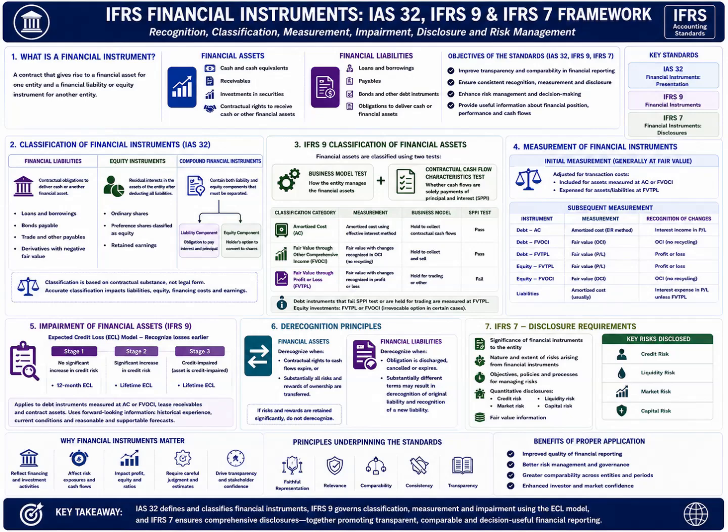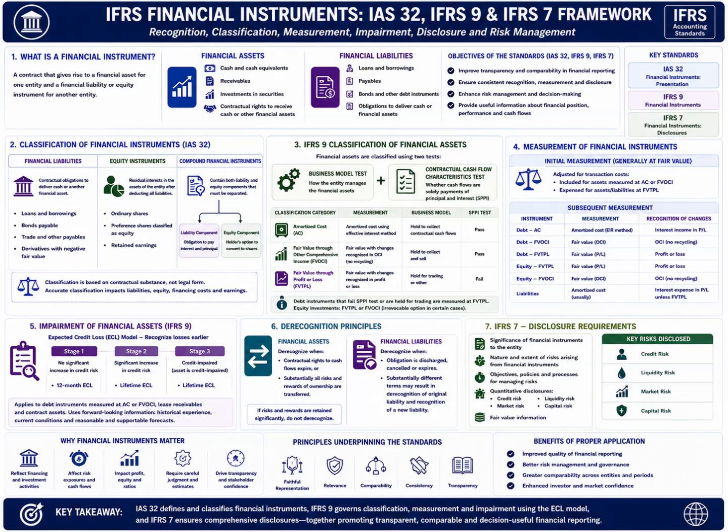Assets managed both for collection and sale may be measured at fair value through other comprehensive income, FVOCI. Financial assets held for trading or failing contractual cash flow criteria are measured at fair value through profit or loss, FVTPL. This framework ensures that accounting treatment reflects the economic purpose and cash flow characteristics of financial instruments appropriately. Initial measurement of financial instruments generally occurs at fair value, often adjusted for transaction costs depending on classification. Subsequent measurement varies according to classification categories established under IFRS 9.